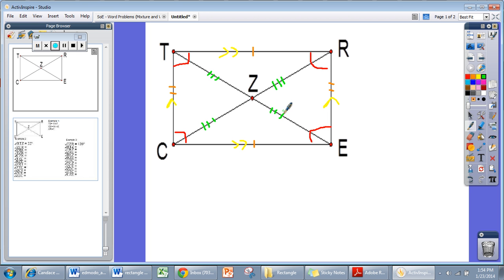Okay. Now, because of that, we actually have 2 sets of isosceles triangles. We have the top and the bottom, and we have the left and the right. Now, that tells us something special about our angles. So we have some congruent angles that are formed. So I've got 4 congruent pink ones.